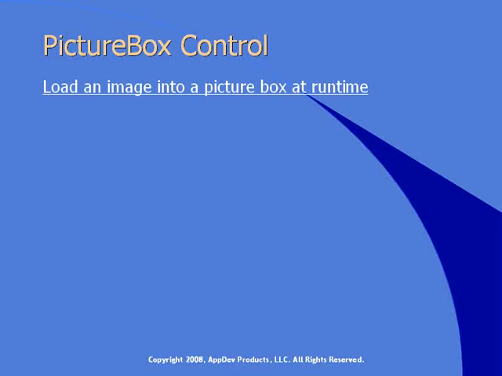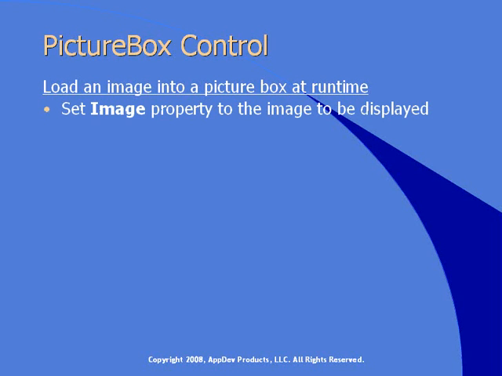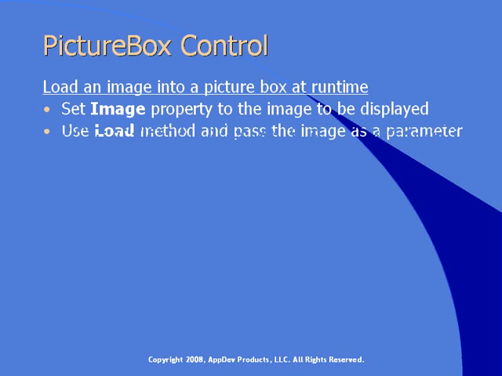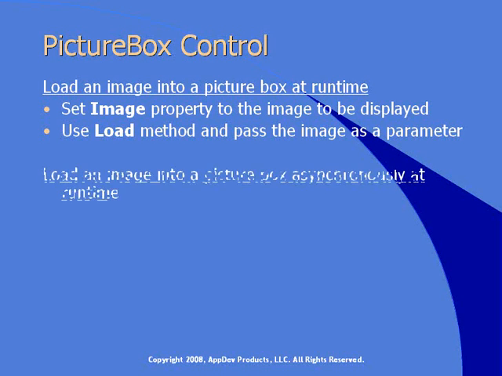At runtime, you have some control over the image. You can actually load an image or a different image into a picture box at runtime. So you'll set the image property to the image you want displayed, and then you'll call the load method, passing that image as a parameter. And that will load a different image into the picture box. You can, if necessary, load the image asynchronously. You'll do this if it's a large image or if you're getting it over the network or over the web.